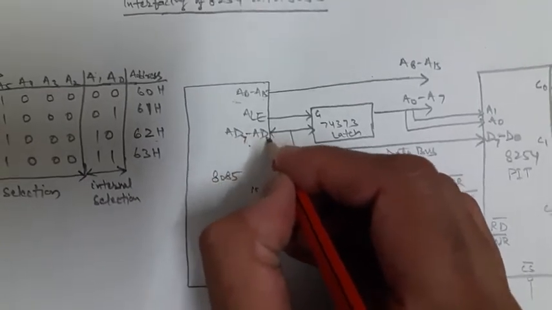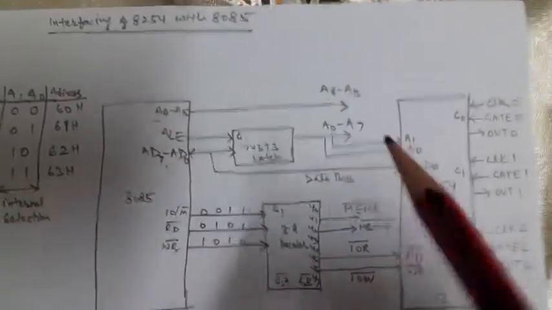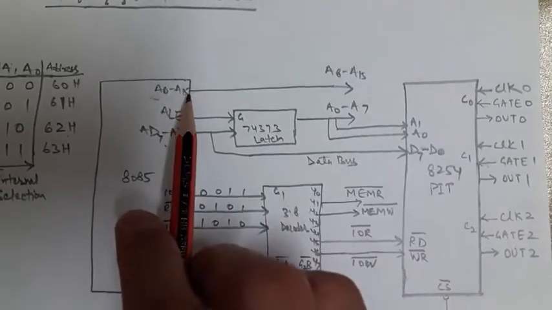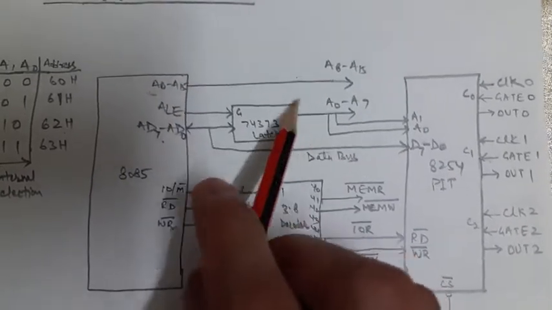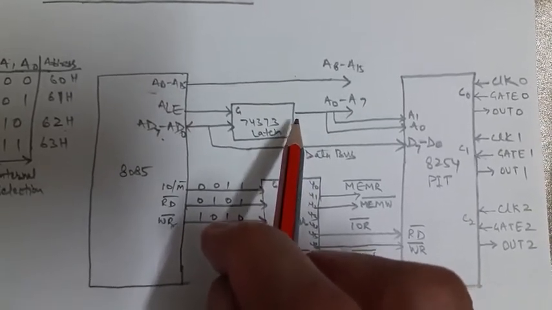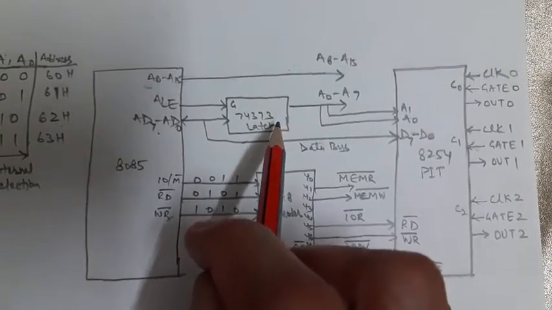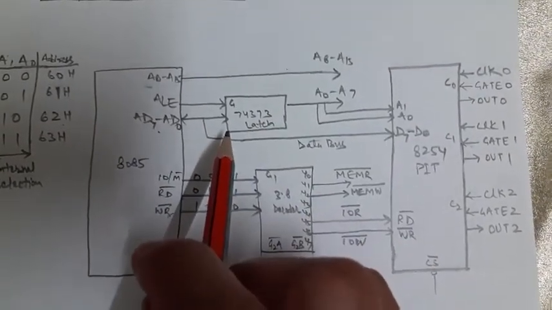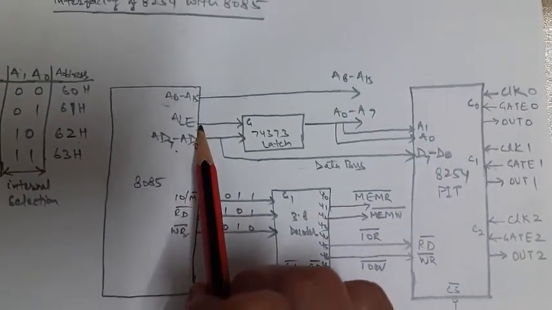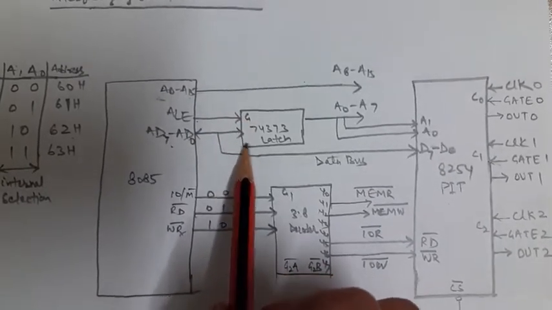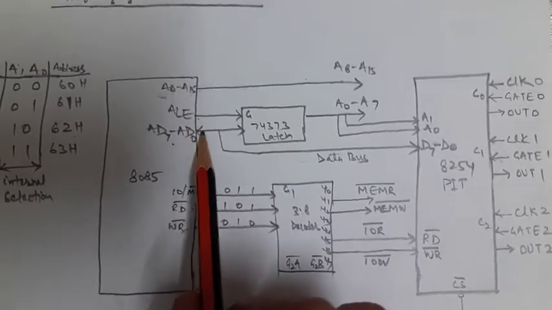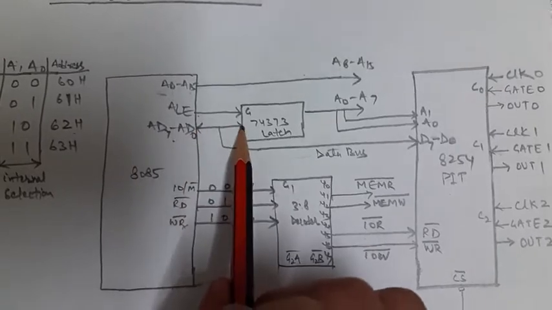AD7 to AD0. Now the higher order address bus goes directly, because it always contains the address. This is the part of demultiplexing of the address data bus. I have discussed this in a separate lecture as well as in the interfacing of 8255 and 8259, but again I am telling you that when the ALE signal is 1, this gate is enabled for this 74373 latch. So when this signal is 1, this bus contains address, and that address enters the latch.